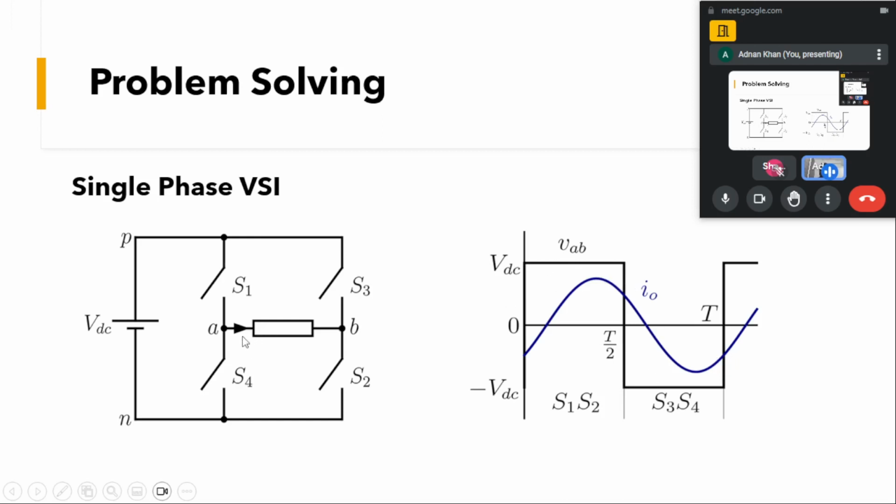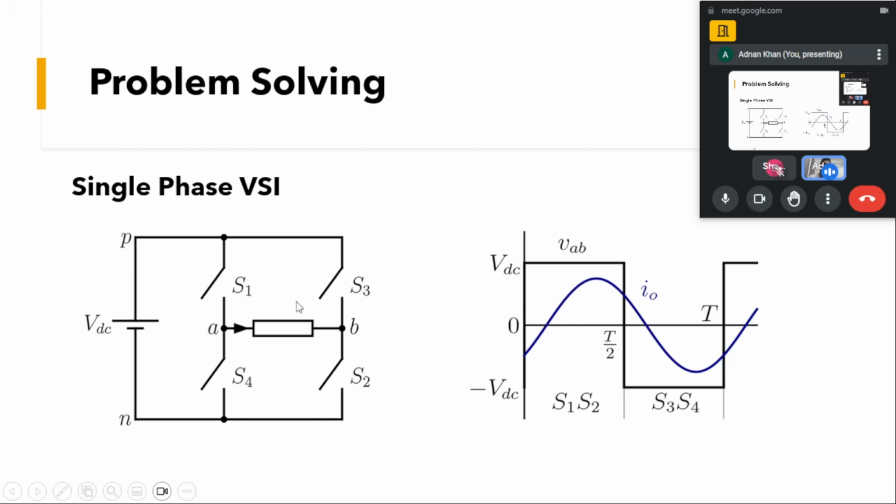If our load is an RL kind of a load, we'll be having a sinusoidal kind of waveform, and it will be lagging by some angle. You can see when this voltage is positive, we have a negative current. Let us say this is a positive direction, then the current will be flowing in this direction. That means S1 and S2 should have bidirectional current carrying capability. And similarly, if we are having an RLC load, we'll be having a sinusoid of a similar shape.